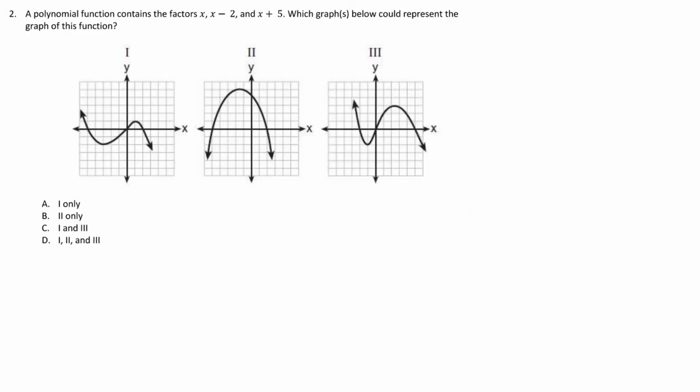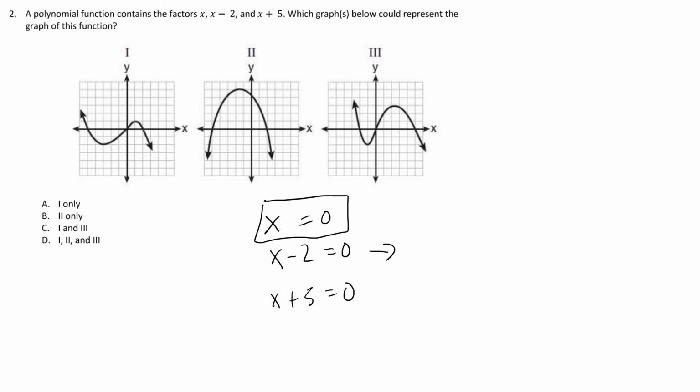A polynomial function contains the factors x, x minus 2, and x plus 5. Which graph could best represent the function? So if they tell you the factors, the big thing that you need to do is make sure you set those factors equal to 0 and find out what x could be. One of them is x equals 0. If x minus 2 equals 0, then x has to be 2. And if x plus 5 equals 0, then x needs to be negative 5.